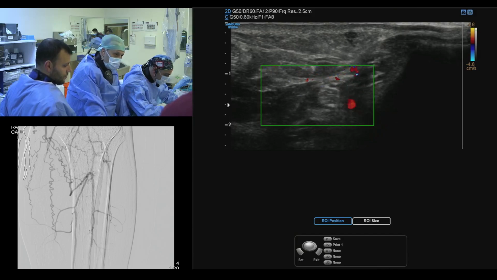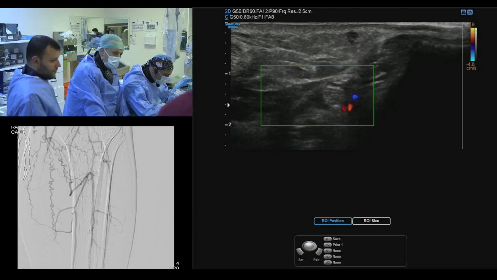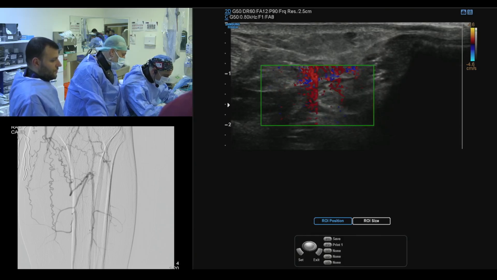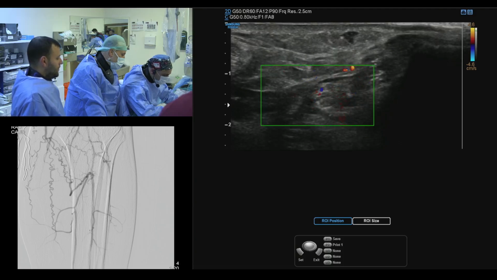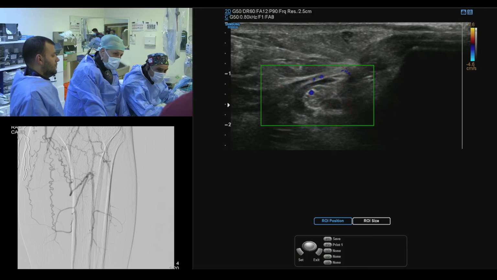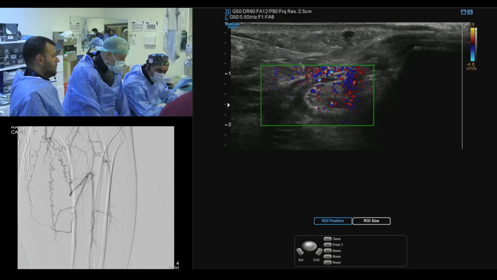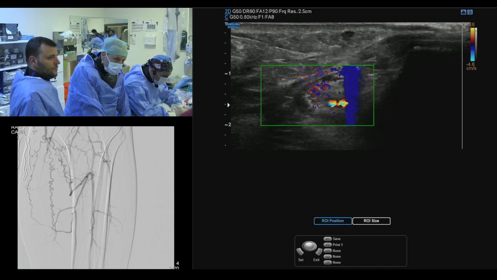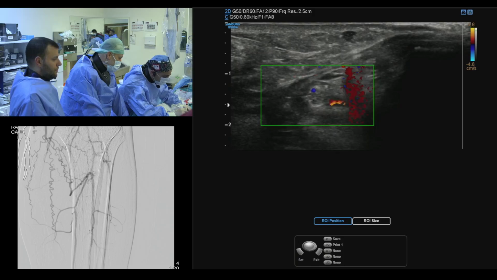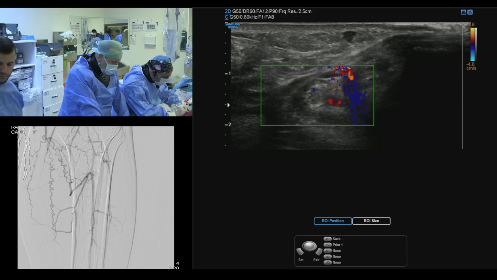Do you start the puncture soon? We are trying to puncture now with ultrasound guidance. If it is not possible, we can try contrast-guided posterior tibial artery puncture.